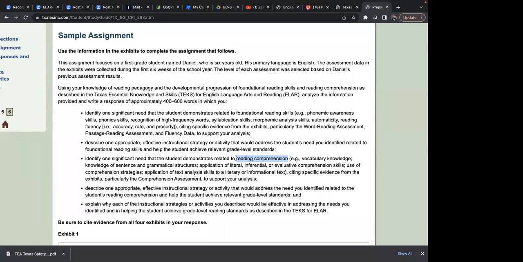Knowledge of sentence structure, grammatical structure, important for the students to understand the flow of grammatical structures. Applying literal, inferential, and evaluative comprehension skills. Understanding, asking yourself, is that really what they meant? Did they really mean that they wanted their sister to go to a new family because she annoyed them?